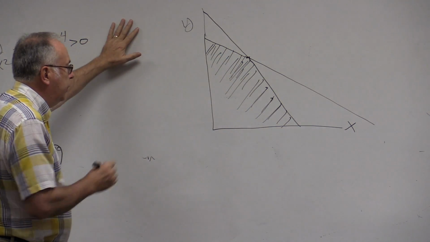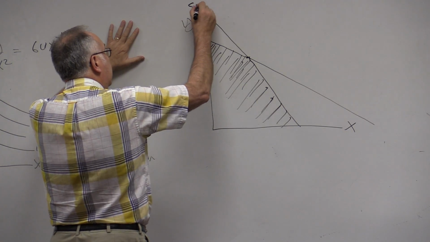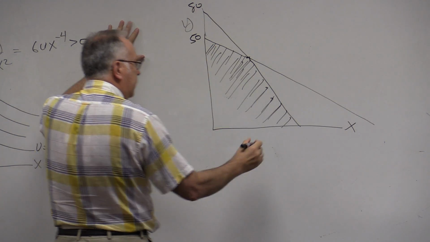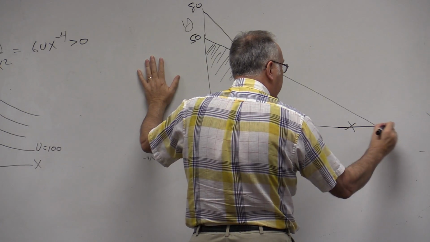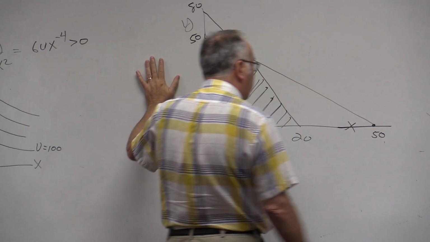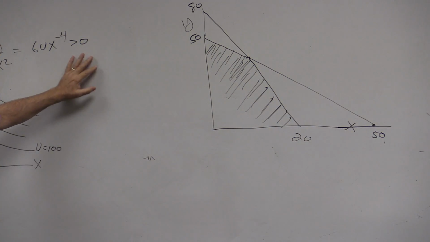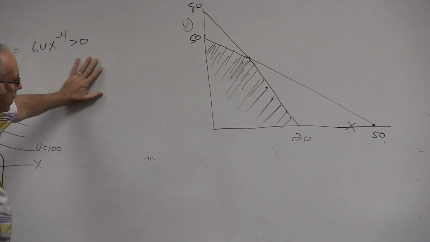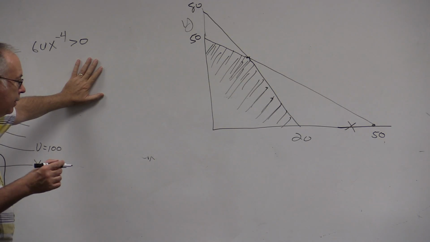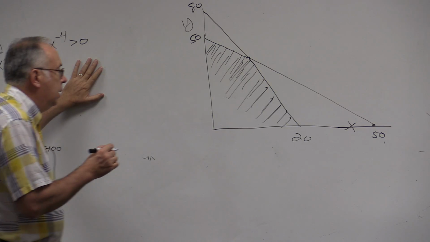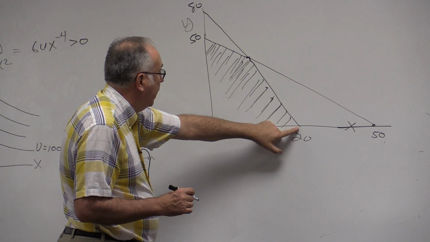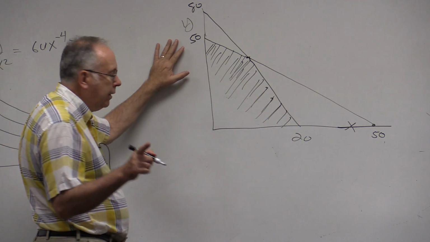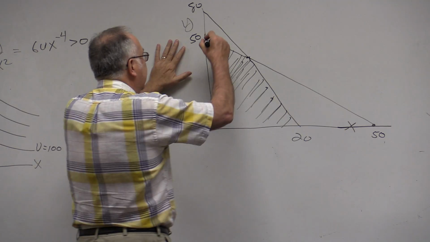Okay. This was our 80. This was our 50. This down here is supposed to be 20. Doesn't look very accurate. And this would be 50 over here. But if the indifference curves were concave, then depending on the curvature, you're either going to end up here or here, I think, for the highest. Well, let's see. I think suppose it looks like this.